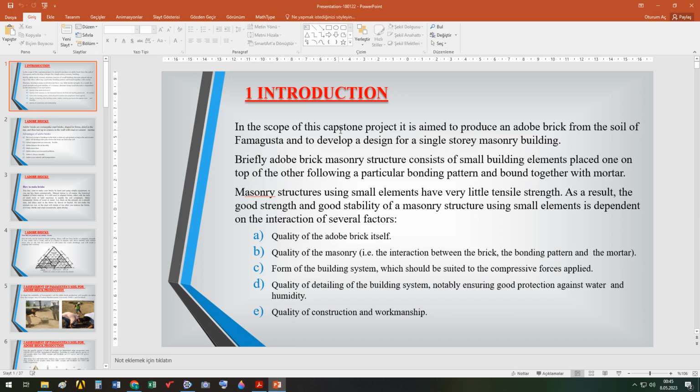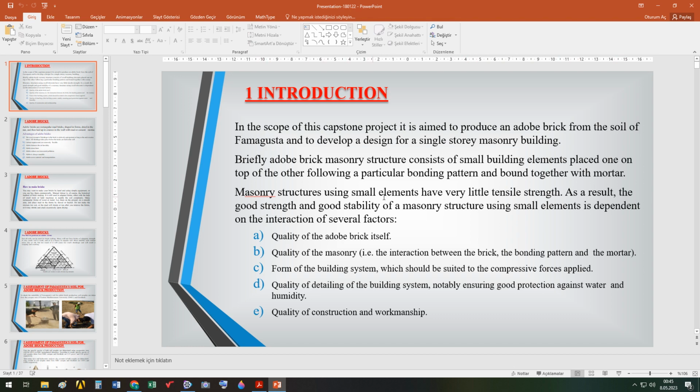In the scope of this capstone project, completed when I was working in another university, it is aimed to produce an adobe brick from the soil of Famagusta and develop a design for a single-story masonry building. Briefly, an adobe brick masonry structure consists of small building elements placed one on top of the other, following a particular bonding pattern and bound together with mortar.